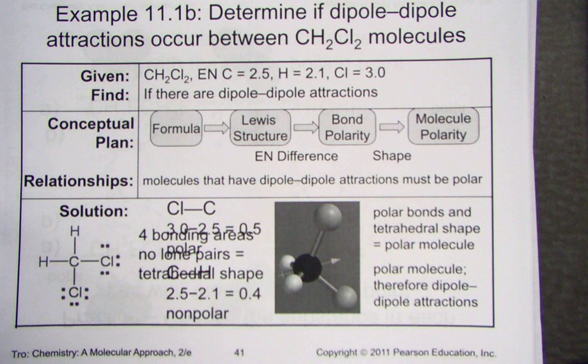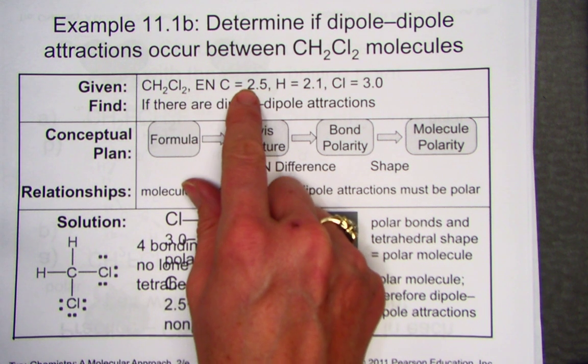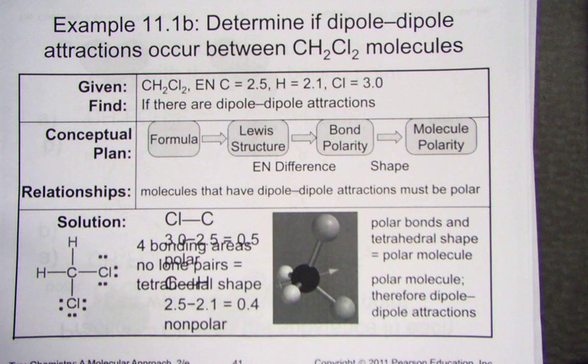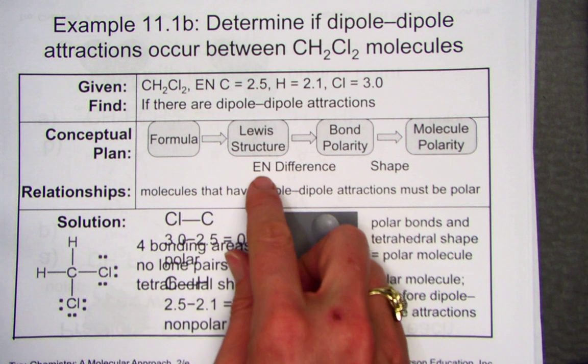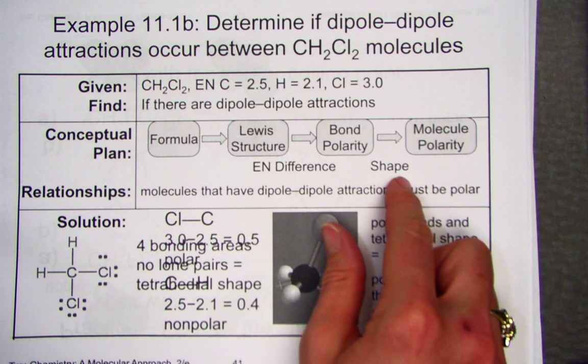To determine if dipole-dipole attractions occur between CH2Cl2 molecules, I really just decide, is this a polar molecule? We started by finding the electronegativity value for carbon, 2.5. Each hydrogen was 2.1. Each chlorine, 3.0. We're trying to find if there's dipole-dipole attractions. We're trying to find if the bond would be polar. This formula for the Lewis dot structure takes the electronegativity difference into the shape of the molecule.